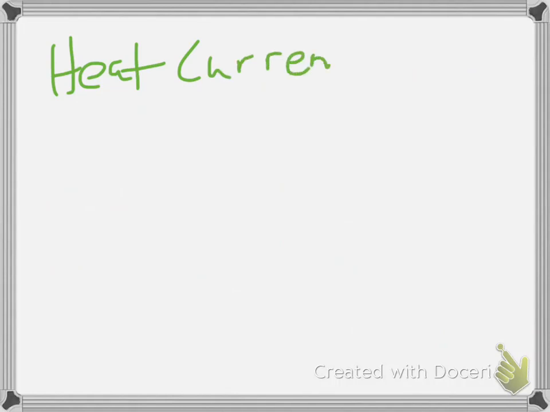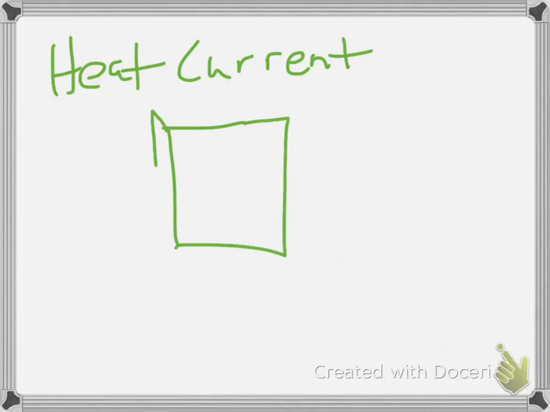All right, so the next thing we're going to talk about is heat current. So this is saying that you have an object, and it's got some thickness to it. So here's a thickness or a length of it.